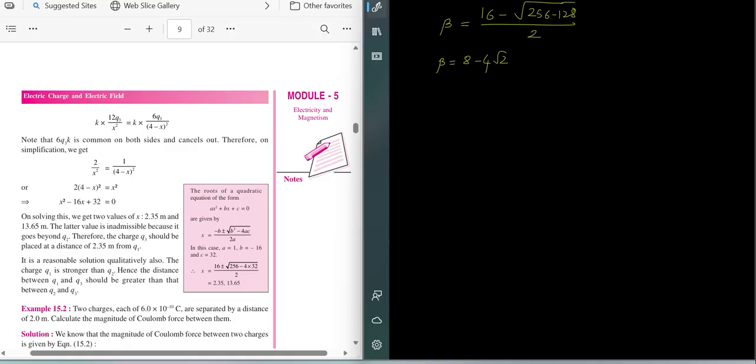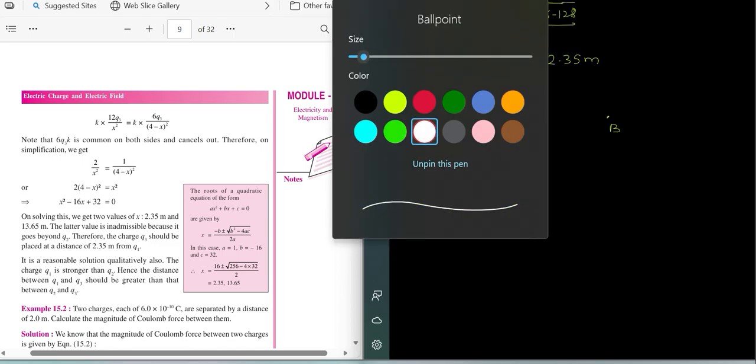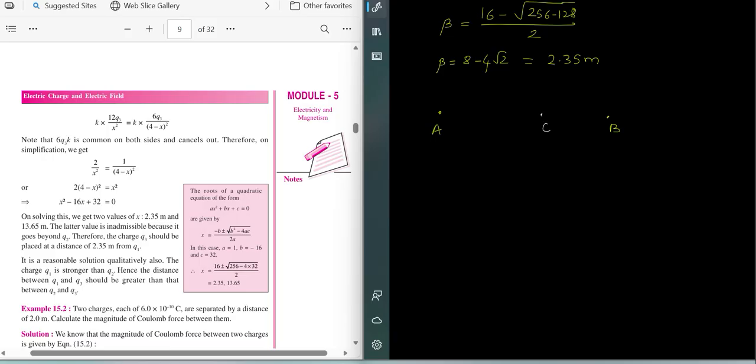And this will be, as mentioned here, approximately 2.35 meter. That means if this is A and this is B and this is C, so this C is at a distance of X, which is 2.35 meter away from A. So this is 2.35 meter. So what should this be? This should be 4 minus 2.35 meter away from B.